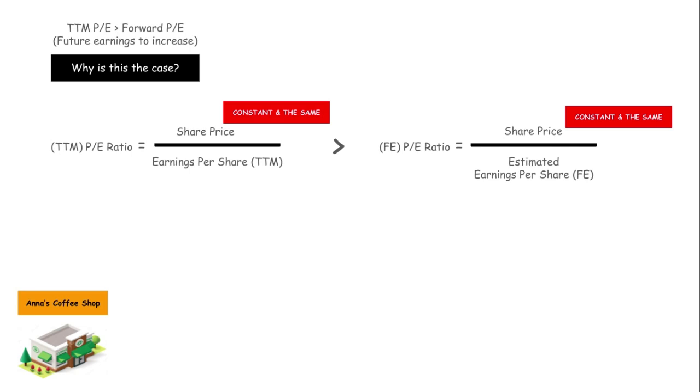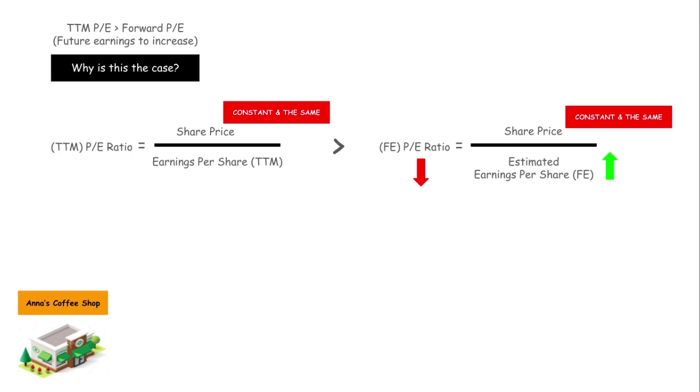This is because as the estimated forward earnings increases, the forward PE ratio decreases. But it's important to not forget, this is only the case as long as the share price is assumed to remain constant and the same. We will now use numerical examples to further illustrate this concept.